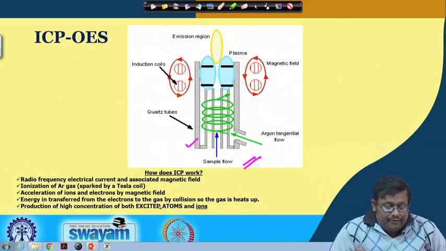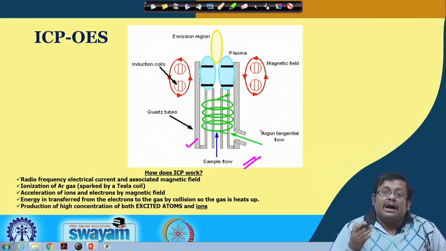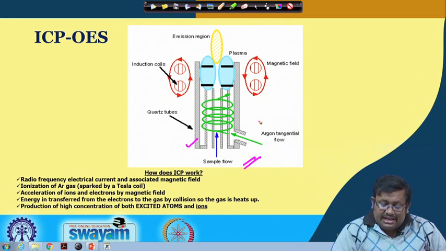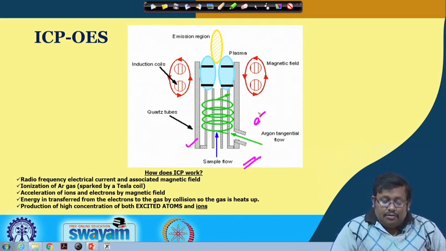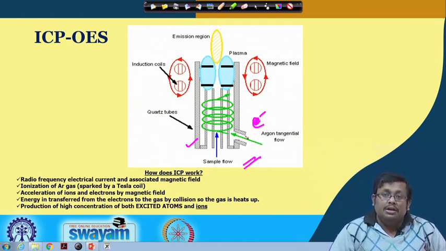A radio frequency electrical current and associated magnetic field is given, and we generally use a Tesla coil to spark and ionize this argon. Ultimately the argon ionizes to form electrons, and the electrons produced from this ionization of argon are accelerated by the magnetic field, and obviously the energy is transferred from the electrons to the gas by collision.